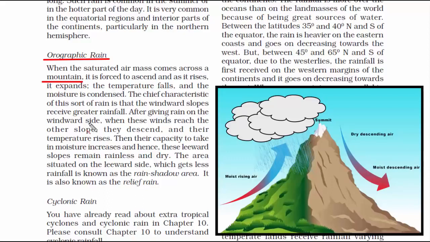Automatically, the air's capacity to take in moisture increases, because at warm temperature, air can take in more moisture. There will be no rain at this side of the mountain. This area is known as the rain shadow area. So basically, you see in orographic rain, warm air is forced to cool when it rises over relief features like a mountain or a hill. As the warm air rises along the slope of a mountain, it cools, condenses, and forms rain. This is what is orographic rain.